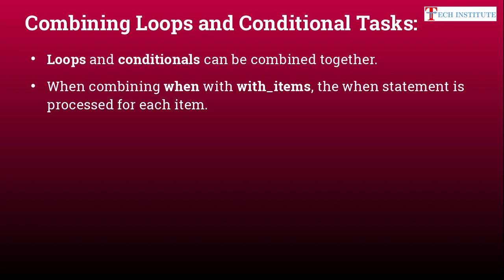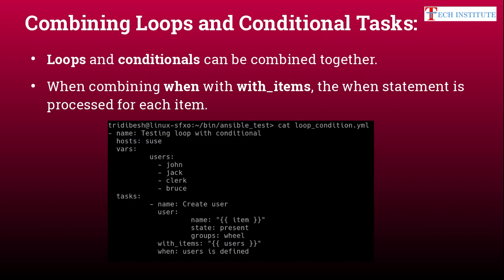So you can combine when and with_items like this, and you can do a loop combined with your conditional task. Here you will see one small example. I am defining one variable called users, where I am defining users like John, Jack, Clark and Bruce. Now I am creating a task to create users. Here it is taking the item name, and with_items we are defining the users. So it will take them one by one, and it will create them and put them into the wheel group when users is defined.